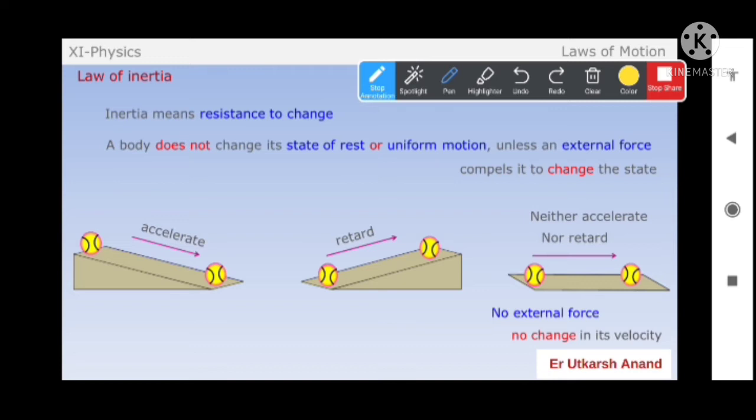Now, kids, let us talk about the law of inertia. What is this term inertia? Definitely this is the resistance to change. It means whenever there appears some change, this inertia opposes it or resists the change. A body does not change its state of rest or uniform motion unless an external force compels it to change.